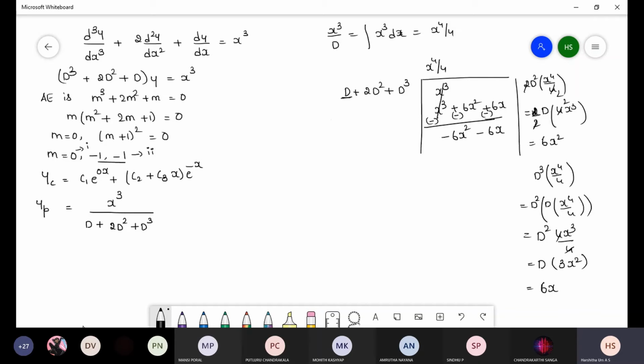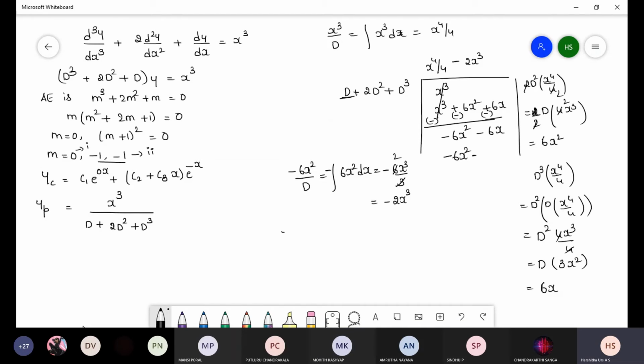Again, for the second term, we have minus 6x square, but here it is a differential operator. So I write minus 6x square divided by D. The reciprocal of the differentiation is integration, so minus 6x square dx gives minus 6x cube divided by 3. So we get 3 ones are 3, 3 twos are 6, minus 2x cube. So here I write minus 2x cube. If you differentiate minus 2x cube, we get minus 6x square.